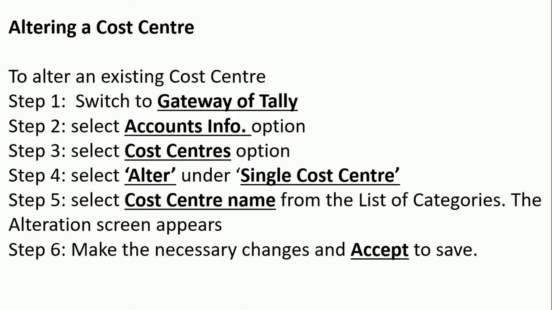Altering a cost center, how we can modify. To alter an existing cost center, step 1, switch to gateway of Tally. Step 2, select accounts info option. Step 3, select cost center option. Step 4, select alter under single cost center. Then step 5, select cost center name from the list of centers, not category. The alteration screen appears. Make the necessary changes and accept to save.